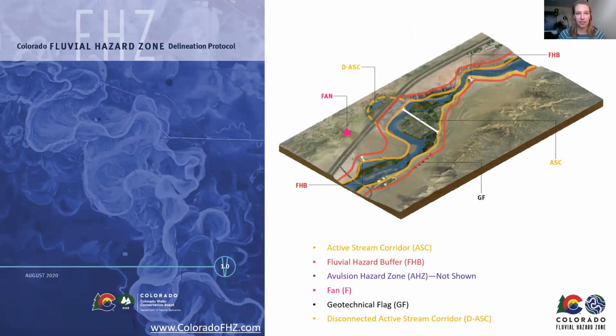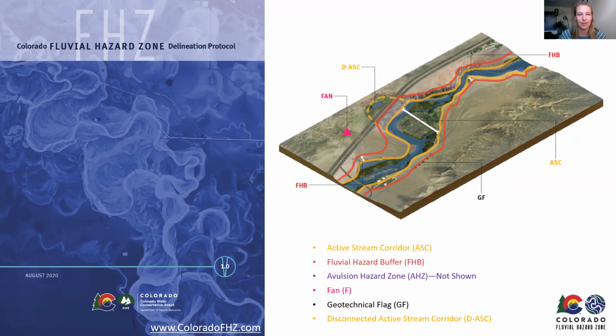So what is an FHZ map? What is a fluvial hazard zone map? There are 6 different components in a fluvial hazard zone map. The ones that are most important to you are the active stream corridor and the fluvial hazard buffer, and that's what we're going to talk about today. You also have a geotechnical flag, which I'll hit at the end as well. But for the most part, those are what you're going to be focused on, and I want to spend my time talking about those with you.